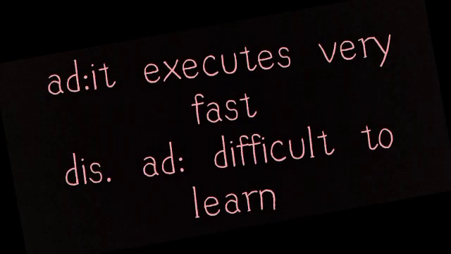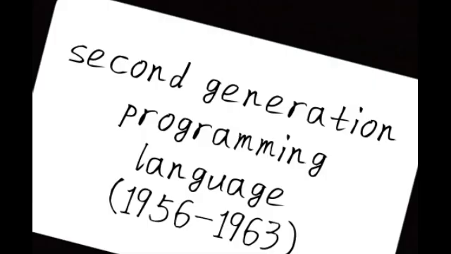Its advantage is that it executes very fast, and disadvantages are that it is difficult to learn and error detection is difficult. Now let's talk about second generation of programming language, which is named assembly language also.